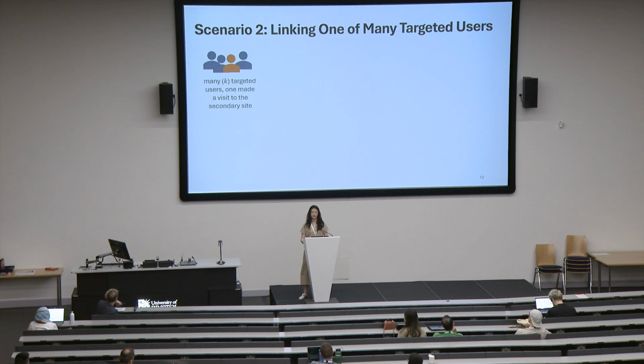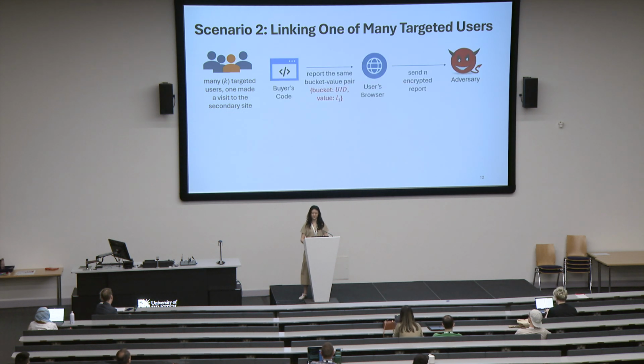In scenario 2, we consider a more scalable linking attack. Let's say the adversary is interested in K specific users. When one of them visits the secondary site, the adversary wants to identify the one user out of K candidates based on the aggregated output. In this case, all buyers use the user ID as the bucket key and the full contribution budget as the value in the reporting step. And the adversary can collect n encrypted reports with the same value.